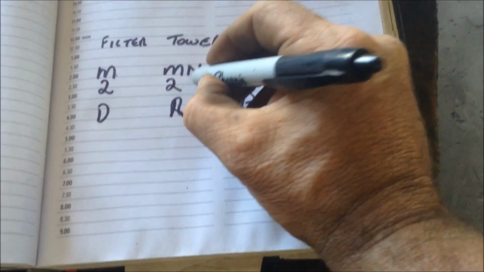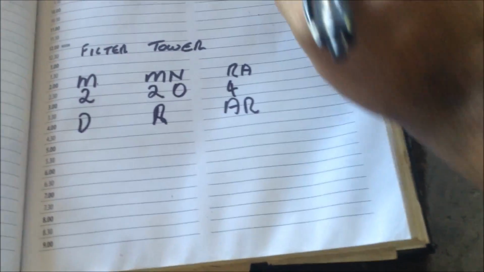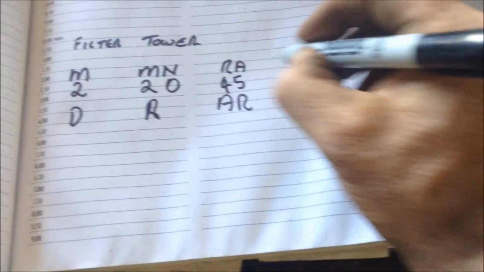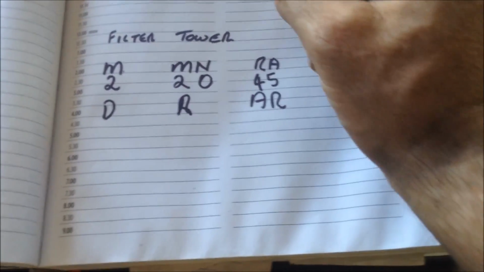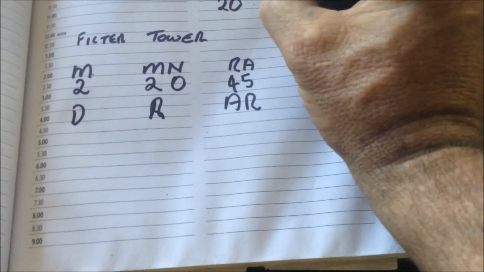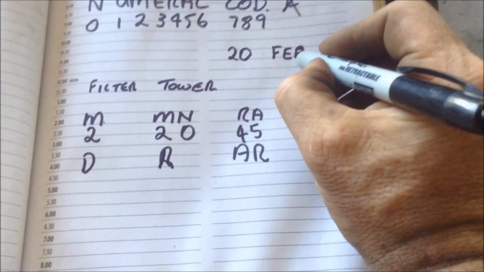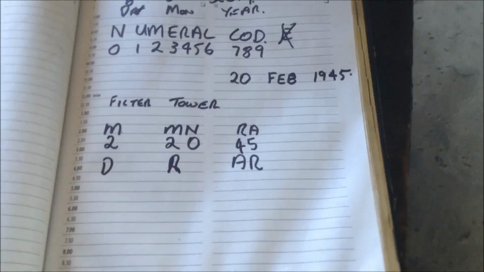What you do is, you go M is number 2. M is 2 again. N is 0. R is 4. And A is 5. So it means that filter tower number was cast, that filter was cast on the 20th of Feb, 1945.